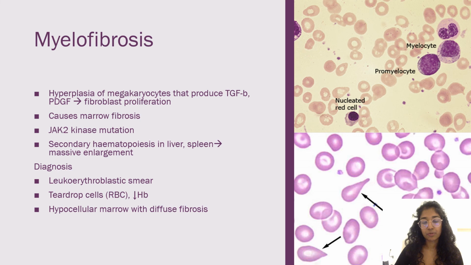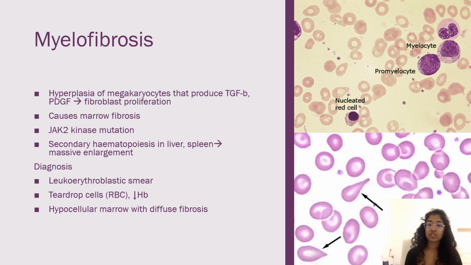Next is primary myeloid metaplasia with myelofibrosis. This is basically when you have a neoplastic hyperplasia or proliferation of megakaryocytes. Megakaryocytes themselves will produce transforming growth factor beta as well as platelet-derived growth factor, and these in general act as growth factors which cause the proliferation of fibroblasts in the bone marrow, and it is this increased fibroblast proliferation which leads to myelofibrosis. And this is associated again with the JAK2 kinase mutation.